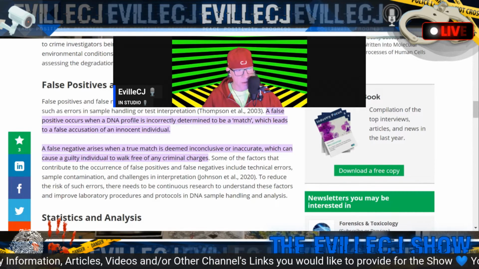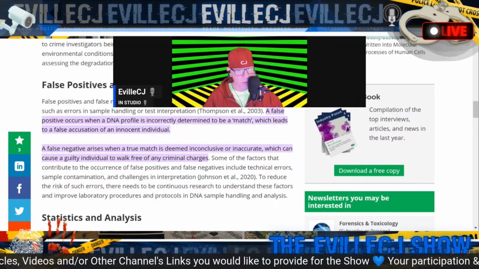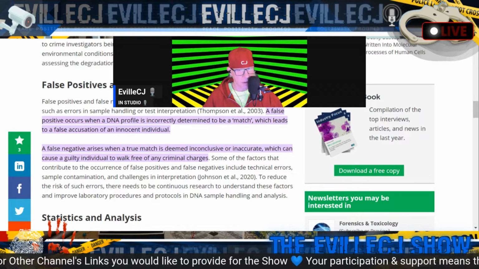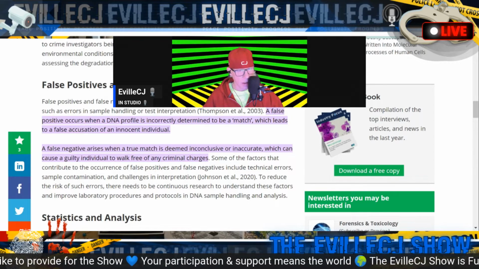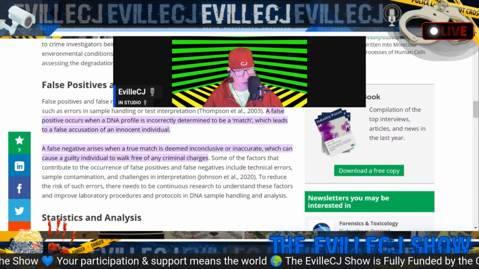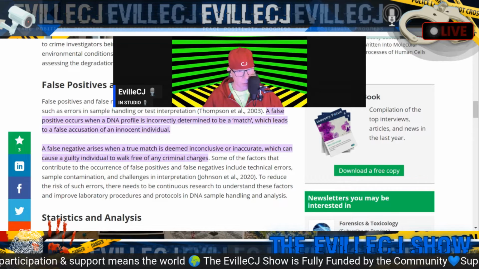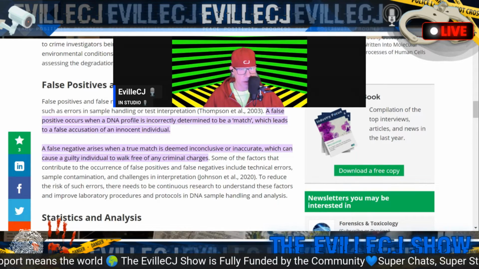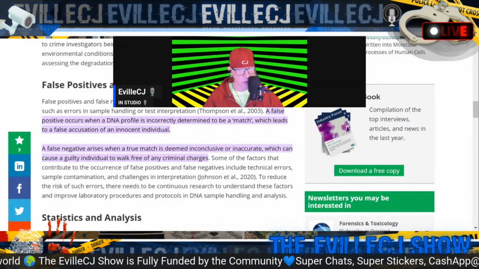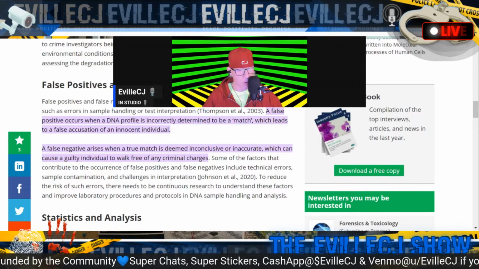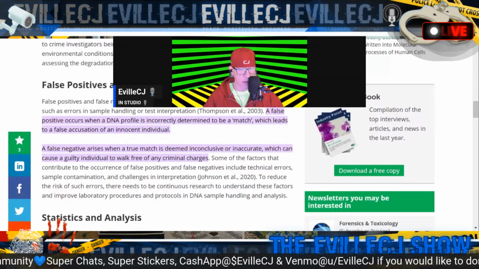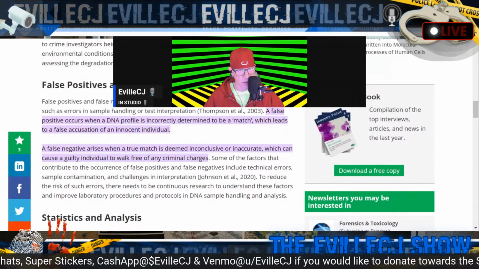Some of the factors that contribute to the occurrence of false positives and false negatives include technical errors, sample contamination, and challenges in interpretation. To reduce the risk of such errors, there needs to be continuous research to understand these factors and improve laboratory procedures and protocols in DNA sample handling and analysis.